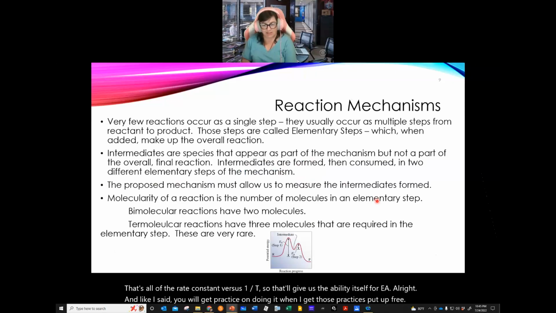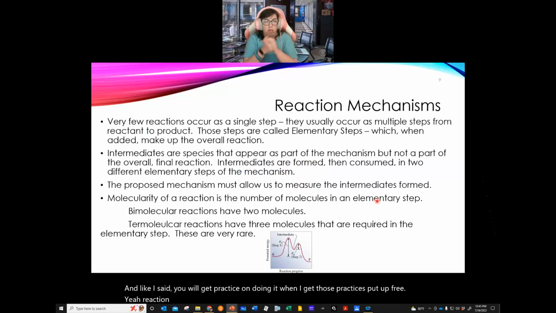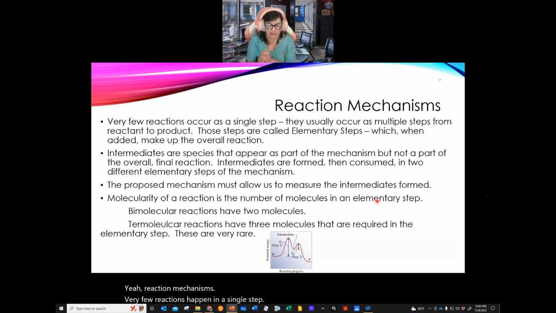Now, reaction mechanisms. Very few reactions happen in a single step. And I'm going to give you an analogy for this. I mean, let's think about this.